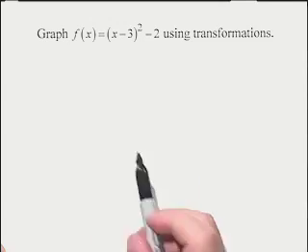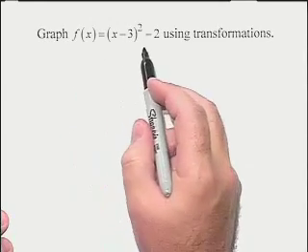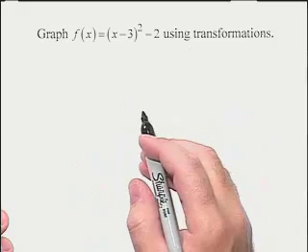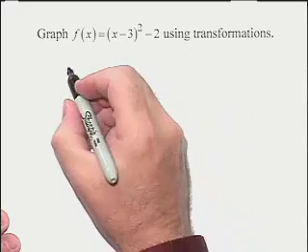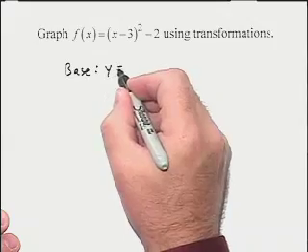For this problem, we're going to graph a function by using transformations. We want to graph the function f of x equals (x minus 3) quantity squared minus 2 by using transformations. To do that, we first identify that the base function is y equals x squared.